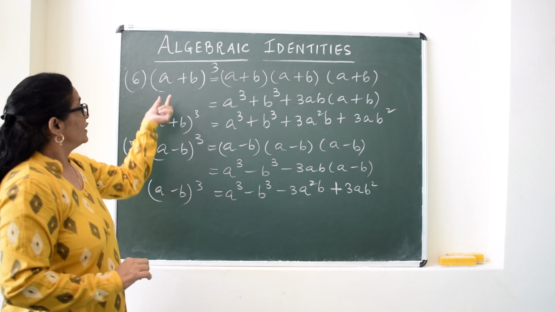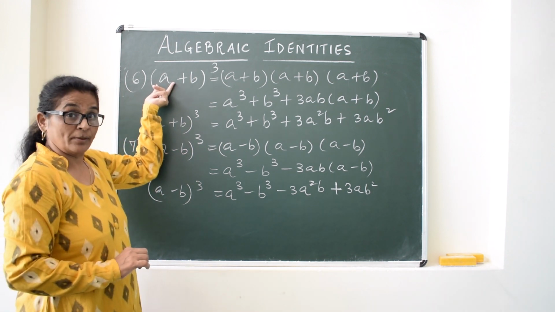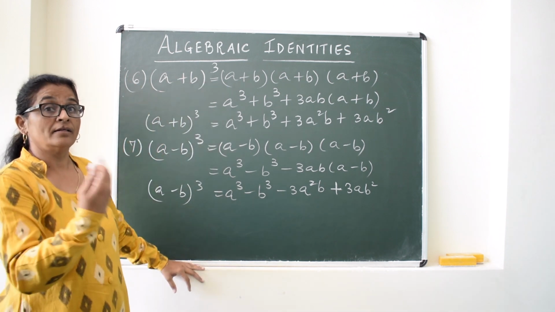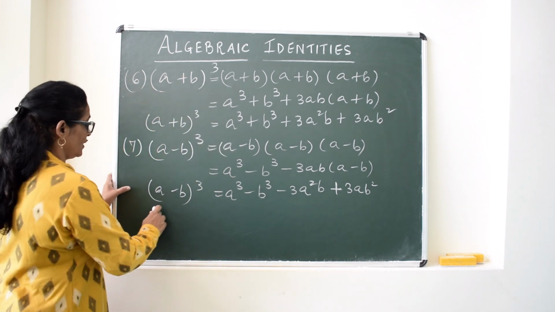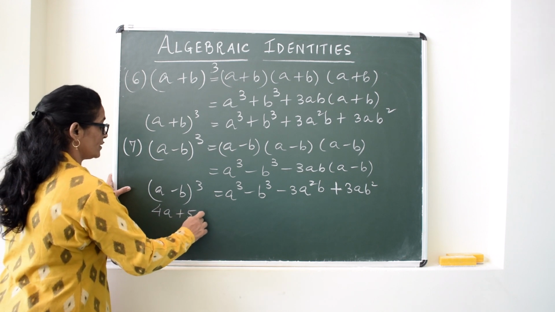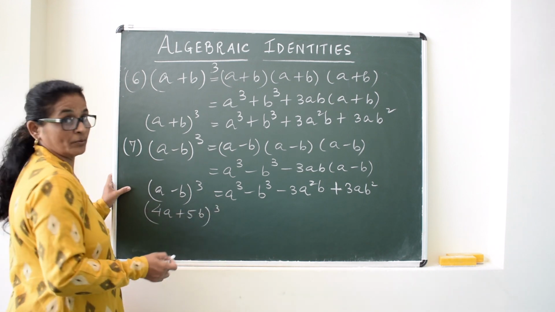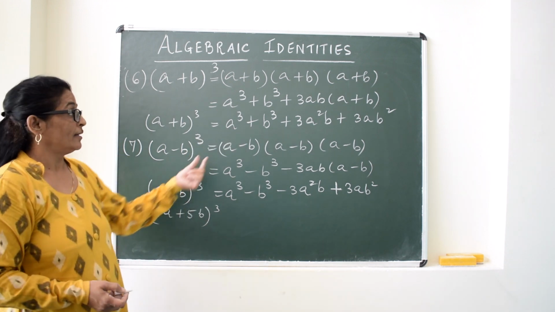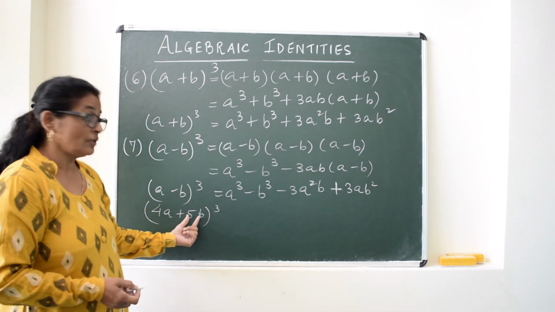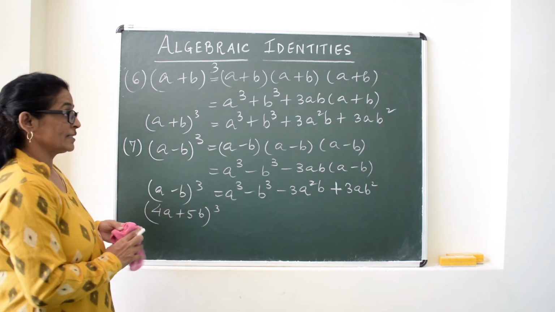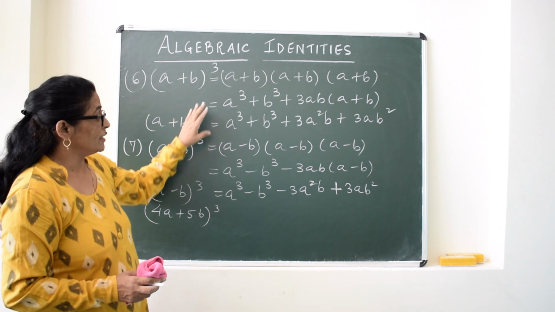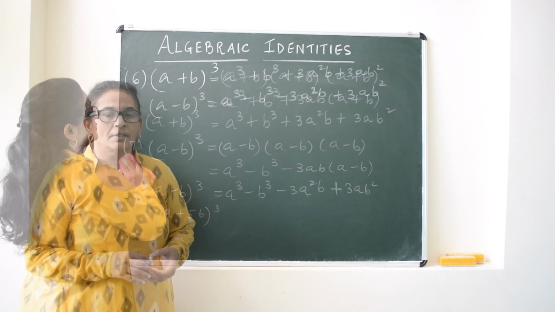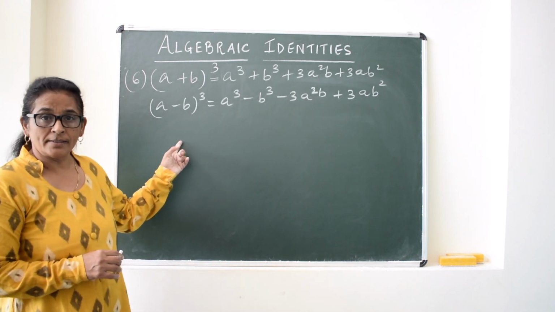Now the question is, any quantity or any value can be given in place of a and in place of b, and it can be asked to find the expansion of that. For example, if it is (4a plus 5b) the whole cube, in place of a we substitute 4a, and in place of b we substitute 5b. So let's see this example: how can we use these two identities when some other values are given? So we will use these two identities.